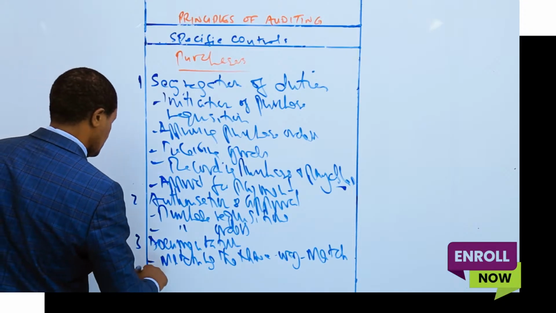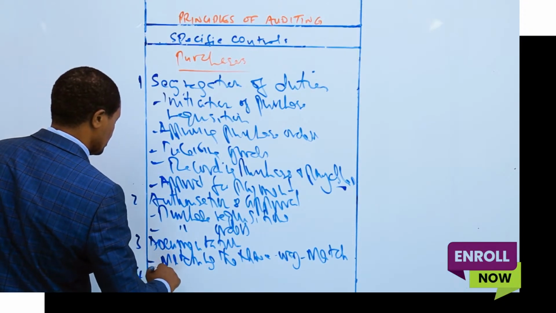Number 4, there is a control in relation to receiving.